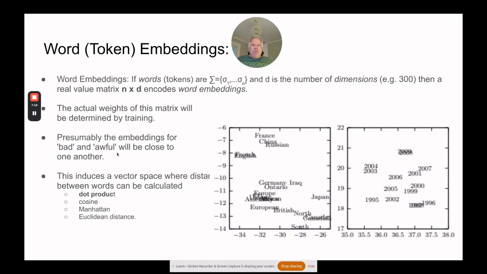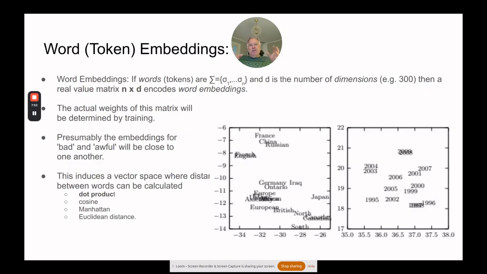The interesting thing is that when you start looking at the distance between the words, you'll find that words like bad and awful cluster close together. So the words get closer together based on their meanings. As far as distance, what does close mean? There are different ways to calculate distance: dot product, cosine, Manhattan, or Euclidean. Dot product is a really cheap way of doing it, so we'll probably go with dot product most of the time. That just gives you an intuition of what this means.